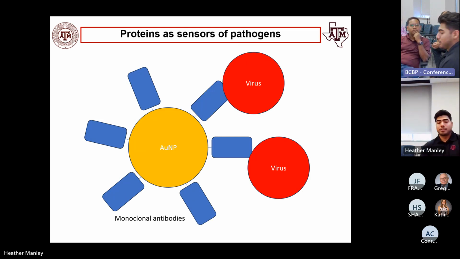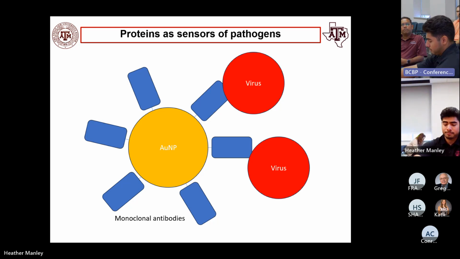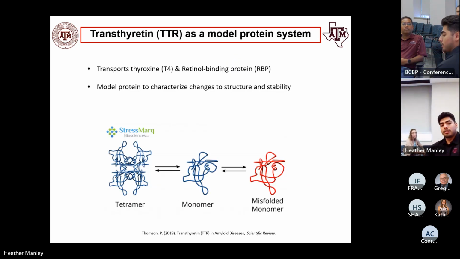So here I present the idea, the illustration, that we want to create monoclonal antibodies to detect these biothreats. However, these antibodies on their own would make it difficult for us to detect them and make sure they reach their target pathogen. So we have the idea to attach these antibodies onto nanoparticles. That way we can enhance the sensory output of these antibodies. As a preliminary experiment to this idea, I did a study on transthyretin, TTR.